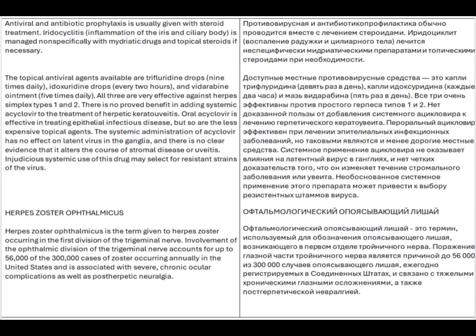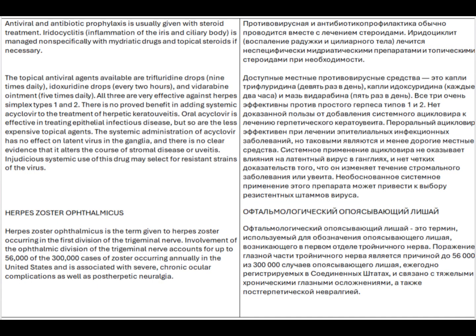The systemic administration of acyclovir has no effect on latent virus in the ganglia, and there is no clear evidence that it alters the course of stromal disease or uveitis. Injudicious systemic use of this drug may select for resistant strains of the virus.